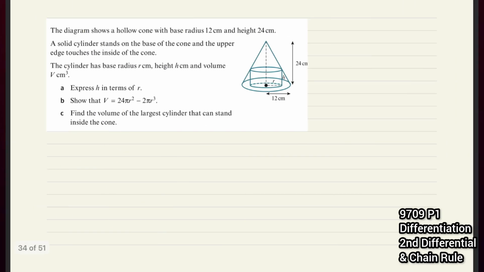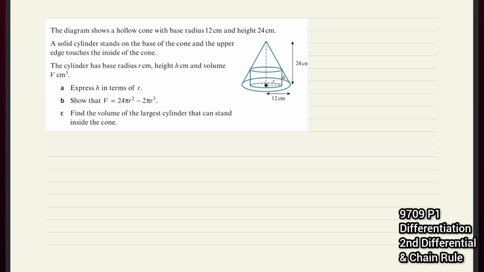Next, the diagram shows a hollow cone with base radius 12 and height 24. A solid cylinder stands on the base of the cone and the upper edge touches the inside of the cone. The cylinder has a base radius r and volume V. Express h in terms of r.